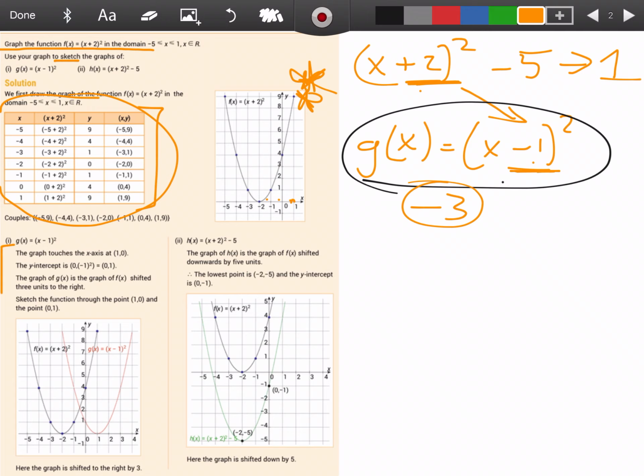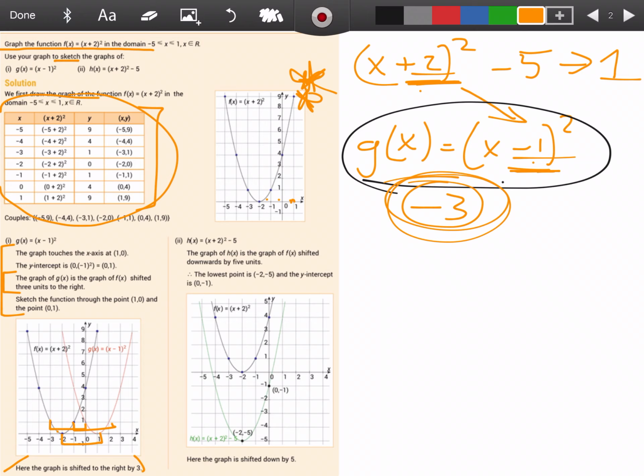It also gives you the info here. You can work out where it hits the x-axis by putting y equal to 0, or where it hits the y-axis by putting in that value. Okay, that's the info that I've told you there. The graph is shifted 3 units to the right. So all we've done is we've moved this point 3 units to the right, that point 3 units to the right, and all the way across. And that's it. Because I've gone from plus 2 to minus 1, I've shifted it 3 spaces to the right.